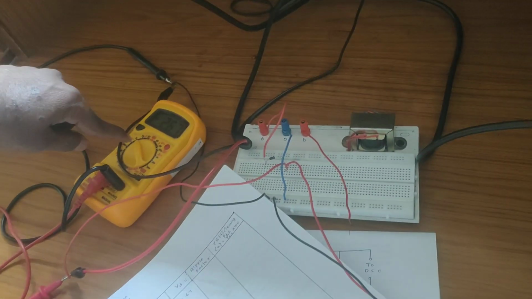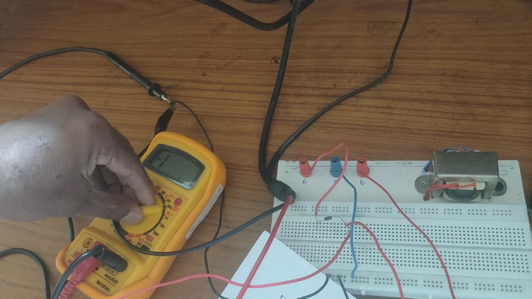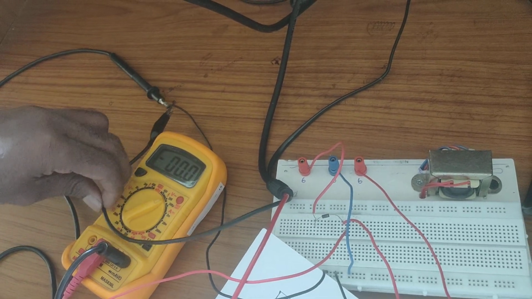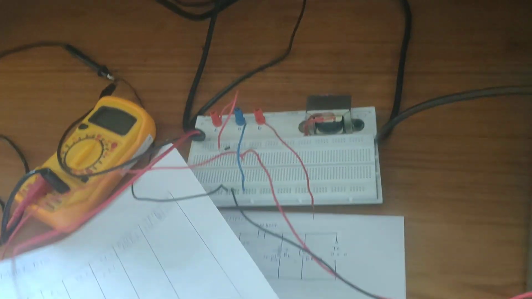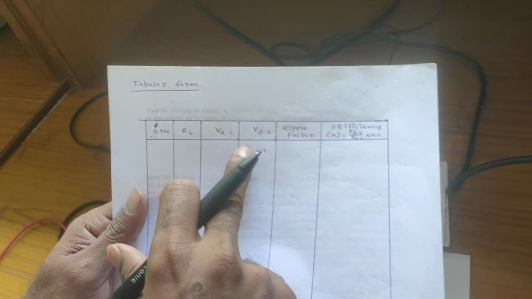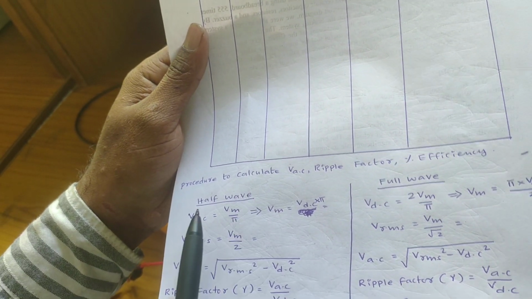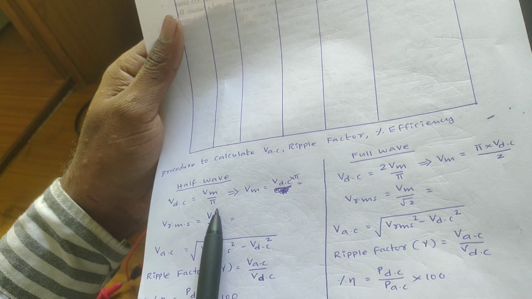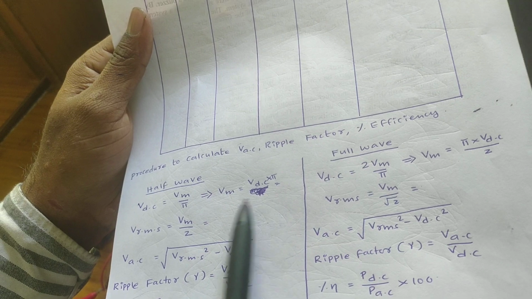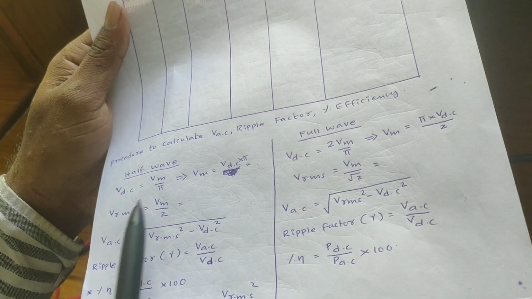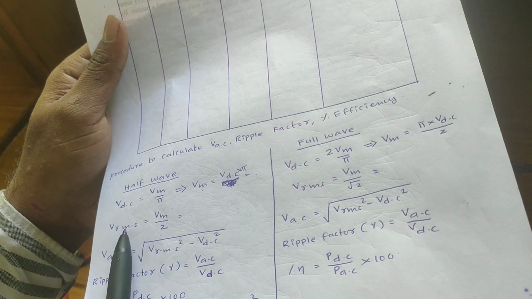After that, by using this multimeter only, we can measure AC voltage also. But in this multimeter I am having some error, hence I use this formula. Now see here, we already know the VDC value, right? VDC is 2.67. In a half wave rectifier, VDC equals Vm by pi. From this equation, Vm equals VDC times pi. If you calculate this, you will get the Vm value. After that, Vrms equals Vm by 2. Substitute the calculated Vm value here and you will get the Vrms value.